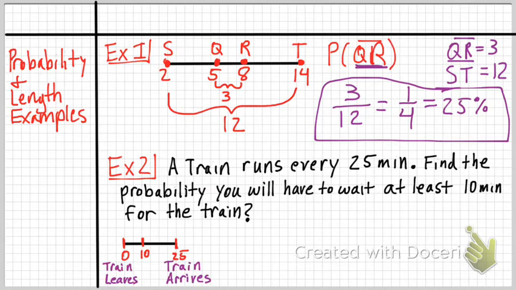Had to make a quick correction here. So, we're talking about this train that is coming every 25 minutes. So it starts at 0 when the train leaves, and then what we're trying to find out is the probability that you're going to have to wait at least 10 minutes for the train. So if we're waiting at least 10 minutes, then we're talking about everything which is greater. So if the train comes every 25 minutes, then what we're talking about is the length between having to wait 10 minutes and the train arriving. So the length here will be 15.